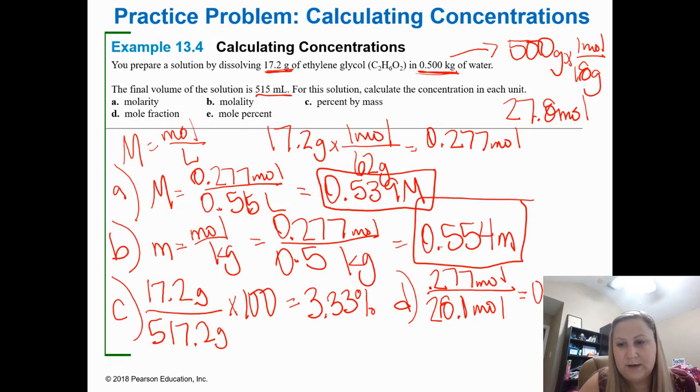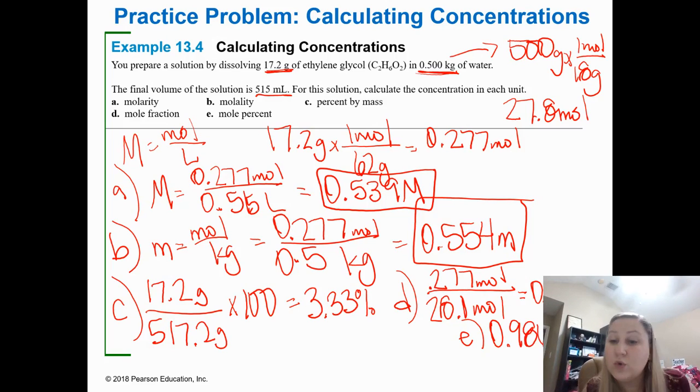I get 0.00986. And then for E, all I do is times that by 100. And I get 0.986% for moles.